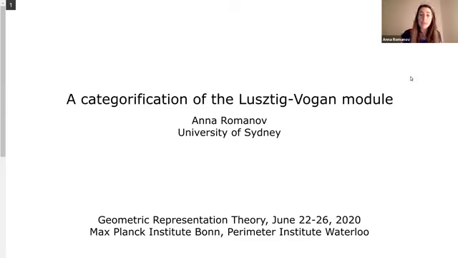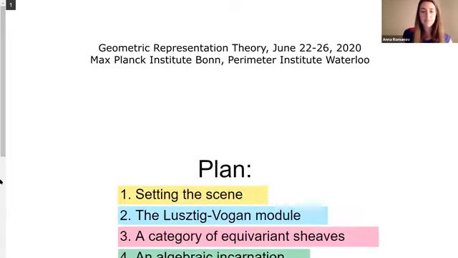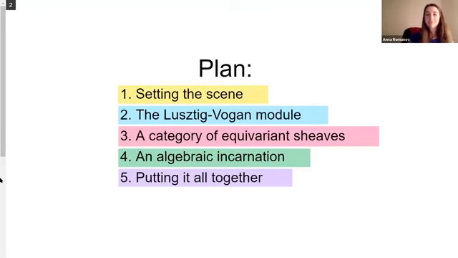So today what I want to talk about is a categorification of the Lusztig-Vogan module, which is a certain object that captures combinatorial data about a class of representations of a real Lie group. And here's my plan. I'll start by setting the scene a little bit. I'll tell you about the mathematical world in which this talk lives, and this is the world of unitary representation theory of real reductive Lie groups.